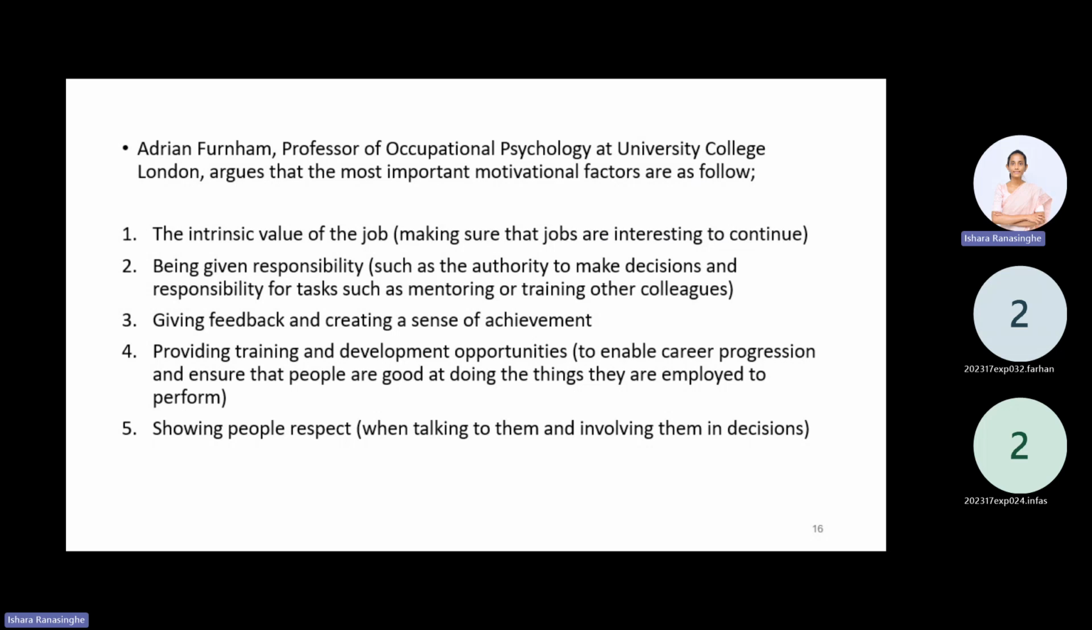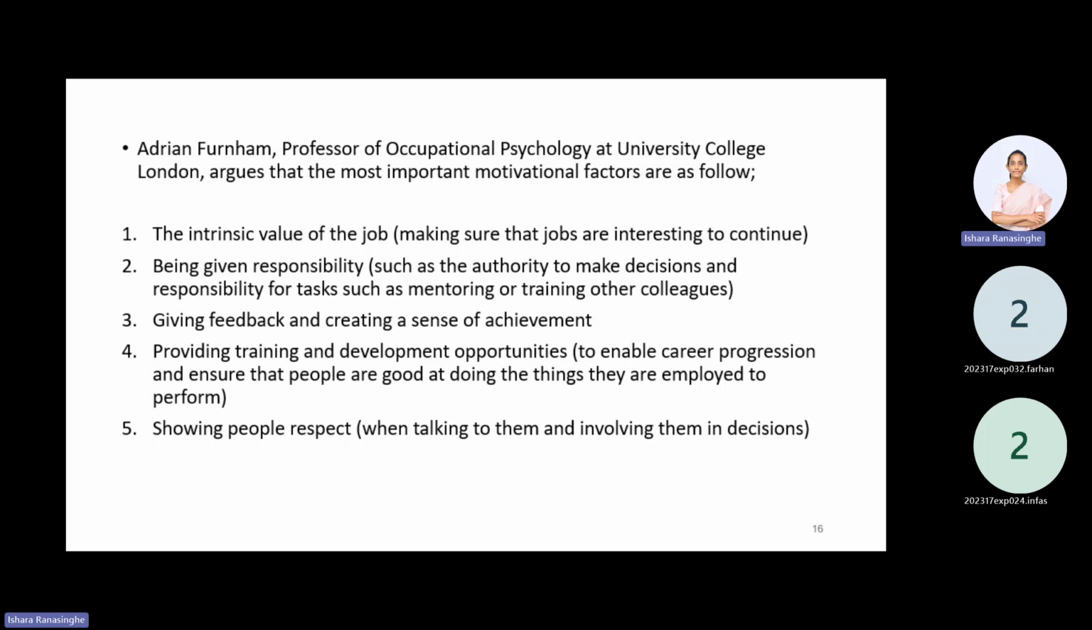Then the third point: giving feedback and creating a sense of achievement. I have seen this particular point in some answers. Then providing training and development opportunities. That is also something I have found. And the last point is also somewhat interesting: showing people respect, when talking to them and involving them in decisions.